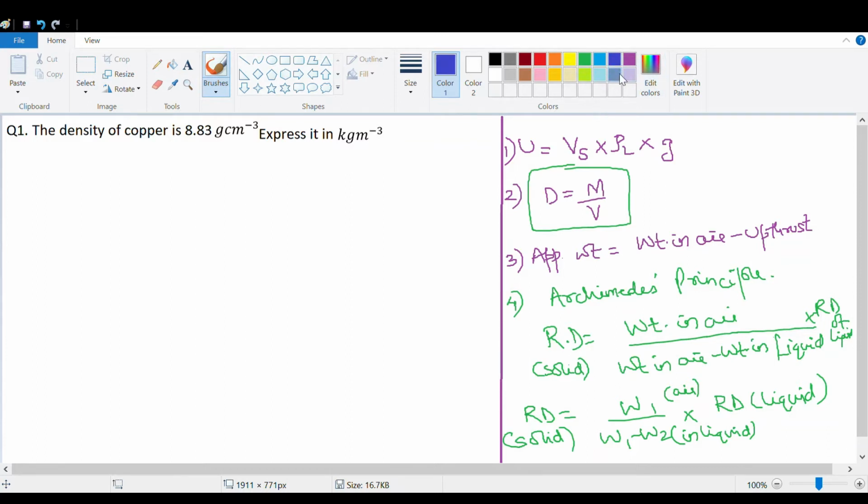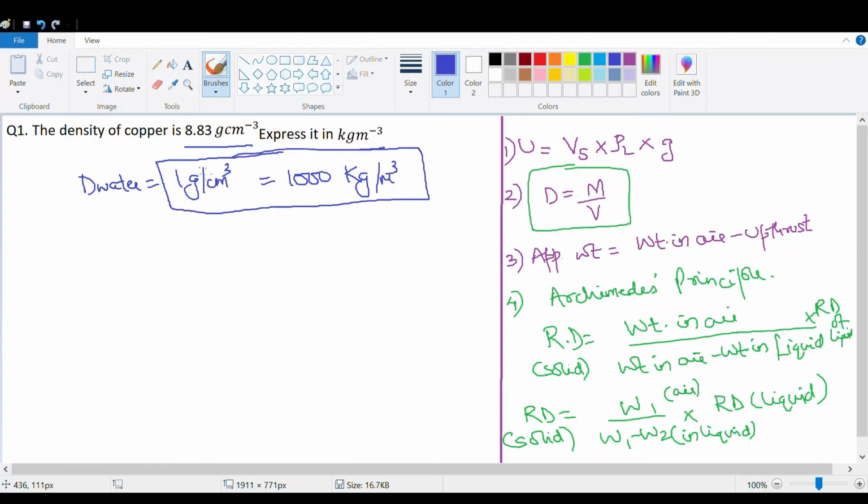So question number 1, it says the density of copper is 8.83 gram per centimeter cube. Express it in kilogram per meter cube. So common thing for you to remember, like the way I prefer to remember it, density of water is equal to 1 gram per centimeter cube, and this is also equal to 1000 kilogram per meter cube. So you should remember 1 gram per centimeter cube is equal to 1000 kilogram per meter cube.